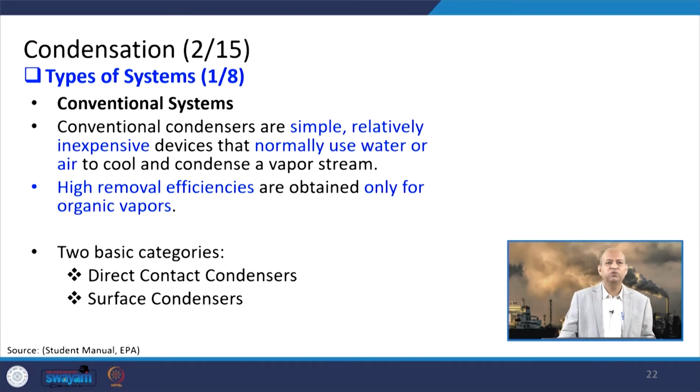So, types of these systems could be the conventional system, as we have just discussed. Conventional condensers are simple, relatively inexpensive devices and normally use water or air to cool and condense a vapor stream. High removal efficiencies are obtained only for organic vapors. Two basic categories of this conventional system are direct contact condensers and surface condensers.